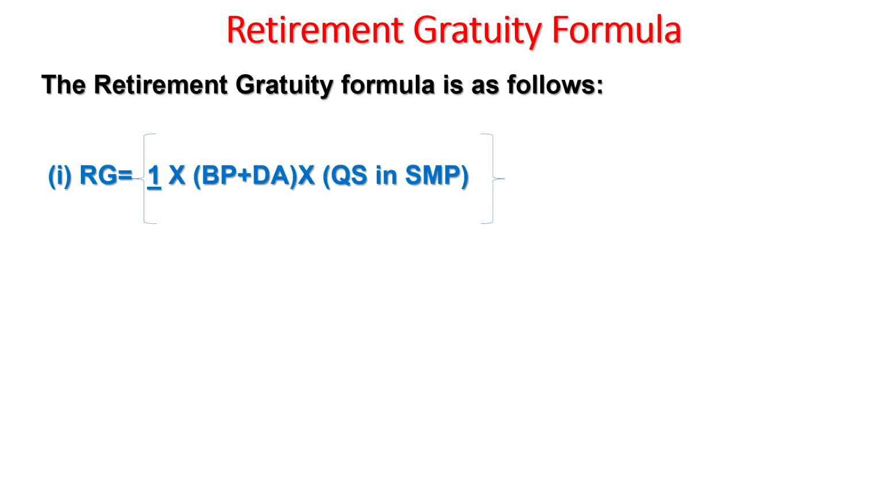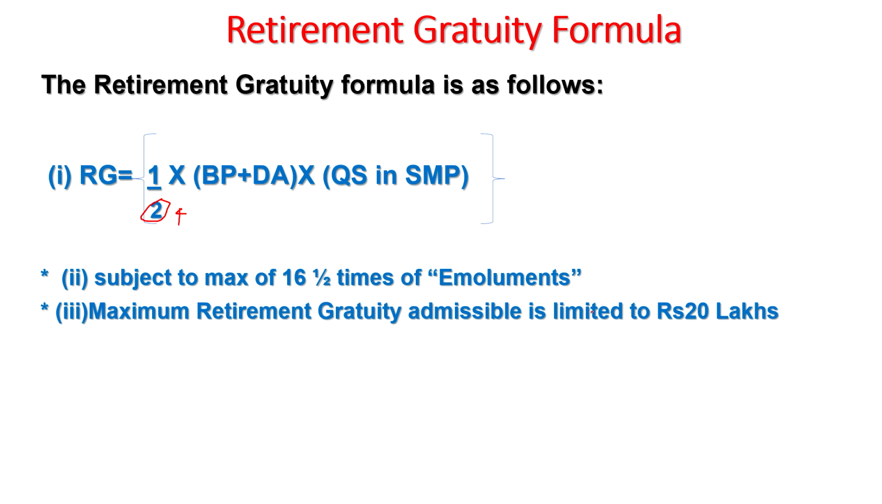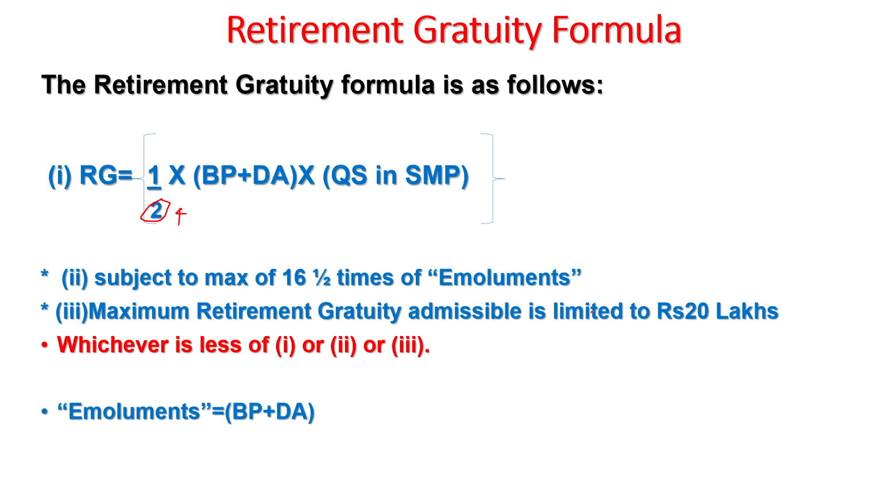We have the following formula. Death gratuity is one half, whereas retirement gratuity will be 1/4 of basic pay plus DA into qualifying service in 6 monthly periods. Subject to a maximum of 16.5 times of emoluments, we have seen already, and the maximum retirement gratuity admissible is 20 lakhs, and whichever is less of these 3 will be paid as retirement gratuity to the employee who is retiring. Then the emoluments is basic pay plus DA.